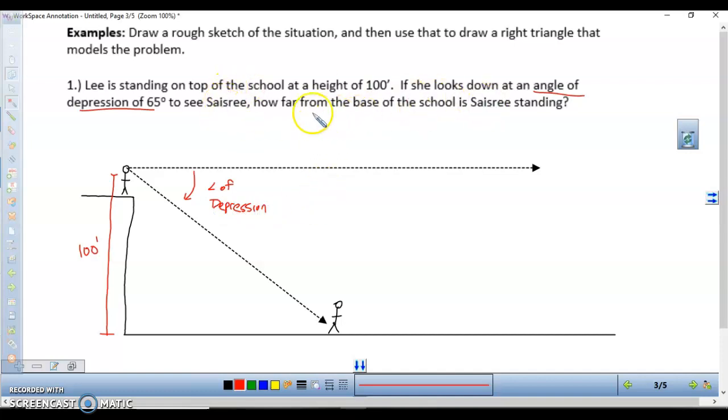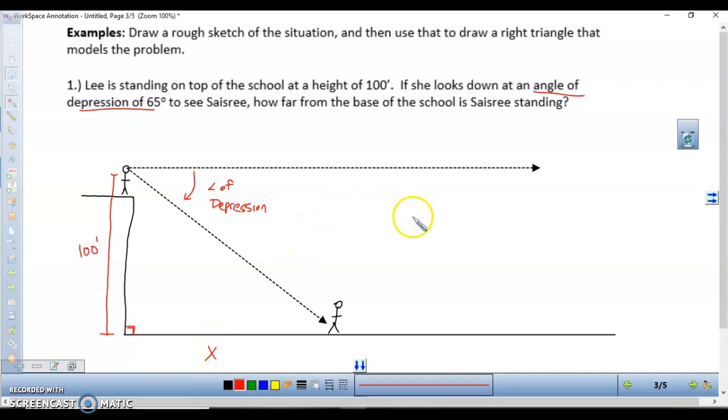All right, so how far is psi shri from the base of the school? I want to find x. Now we're going to make some assumptions when we're doing these application problems. Things that you would consider to be perpendicular to the ground, you can assume they are. For instance, the school is perpendicular to the ground.